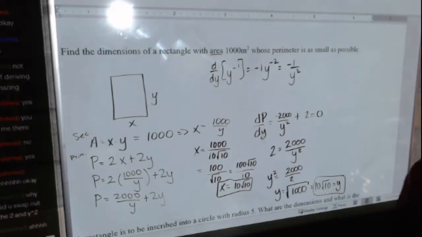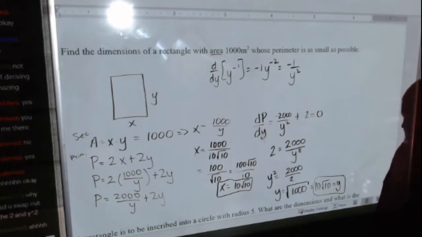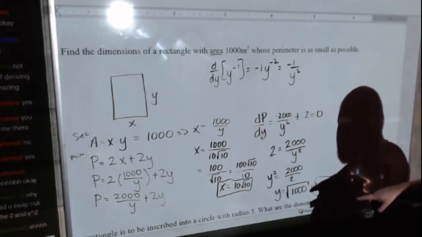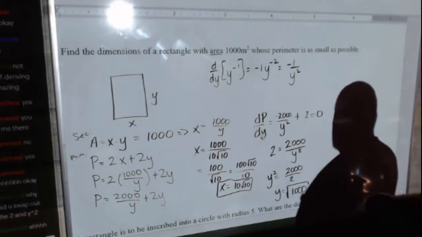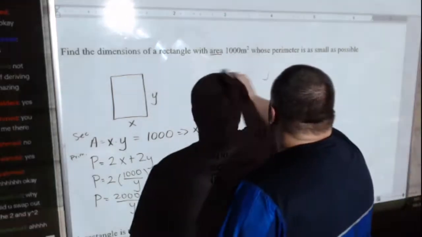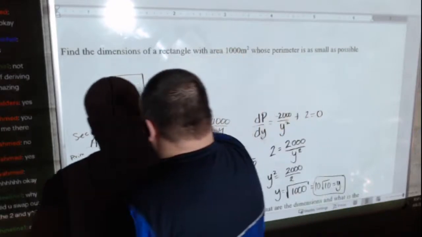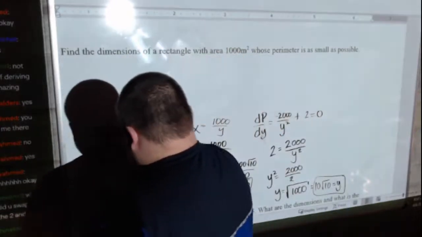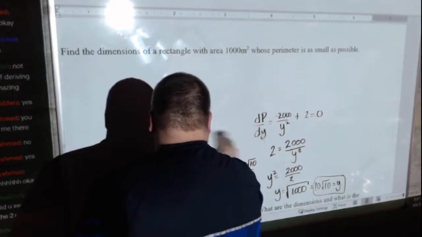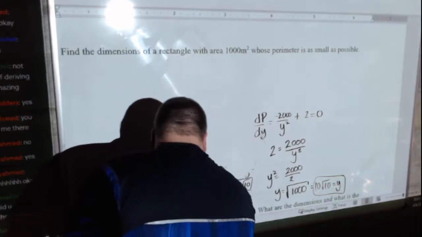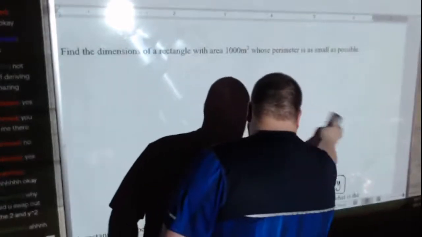Alright, so let's go ahead and I think this rectangle inscribed in a circle is the last one. And I can also tell you currently that you can expect one of these on your exam.